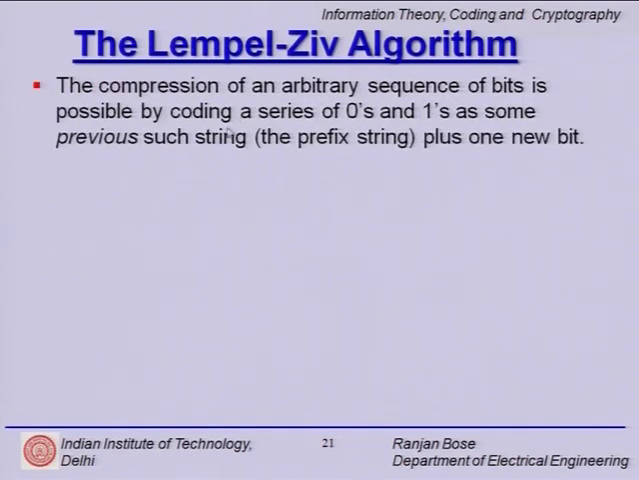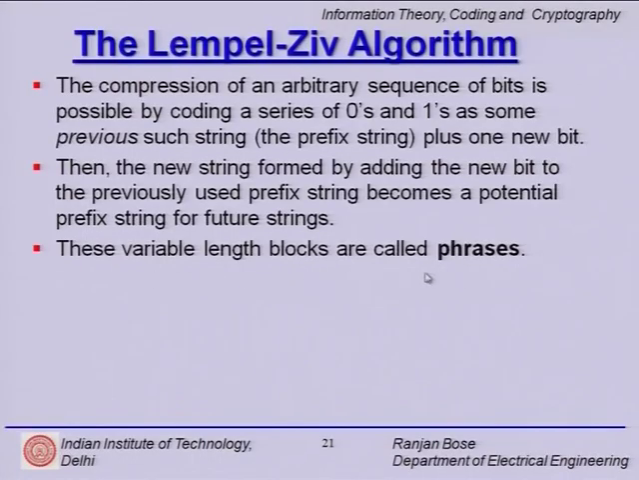So we are talking about compression of an arbitrary sequence of bits, and it is possible by coding a series of zeros and ones as some previous such string plus one new bit. The basic philosophy of the Lempel Ziv algorithm is as follows. It tries to represent any future string as something that has already arrived, so it encodes future strings in terms of past strings. The new string formed by adding a new bit to the previously used prefix string becomes a potential prefix string for future strings.